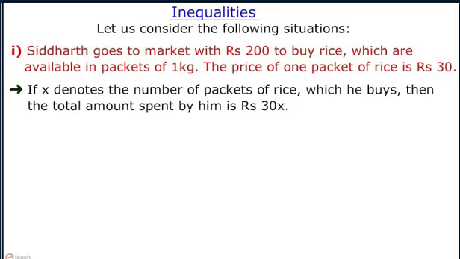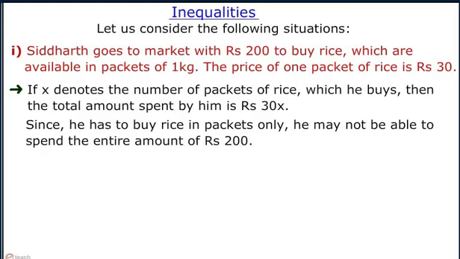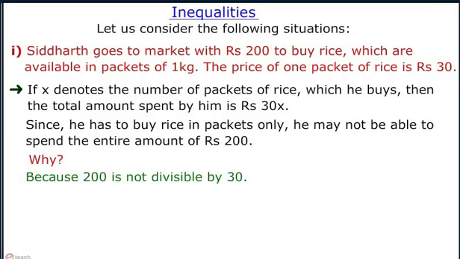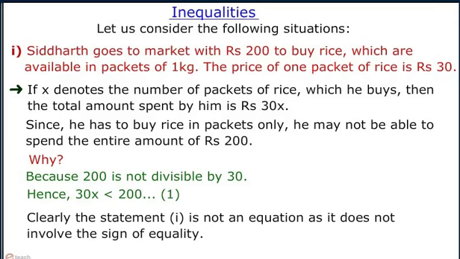If x denotes the number of packets of rice which he buys, then the total amount spent by him is rupees 30x. Since he has to buy rice in packets only, he may not be able to spend the entire amount of rupees 200. Why? Because 200 is not divisible by 30, hence 30x is less than 200. Let's call this statement 1. Clearly, statement 1 is not an equation, as it does not involve the sign of equality.